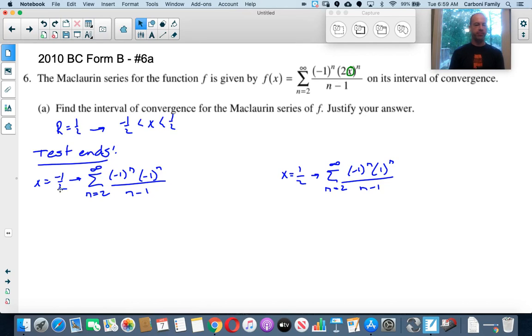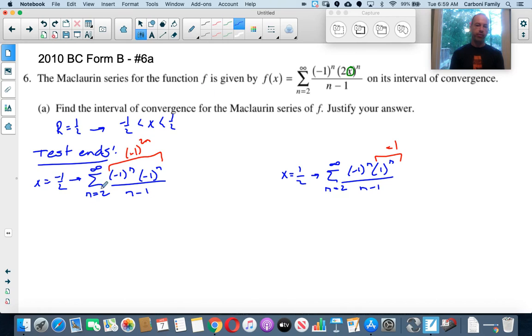Okay, so I have plugged in negative 1/2 and 1/2 for x to get these two series. I'm going to simplify both of these real quick. Negative 1 to the n times negative 1 to the n is negative 1 to the 2n, which is the same thing as negative 1 squared, which is 1 to the n. And this is going to happen over here also. 1 to the n is just equal to 1.